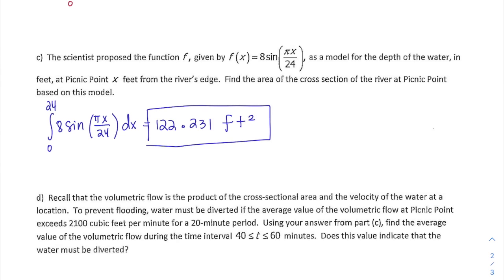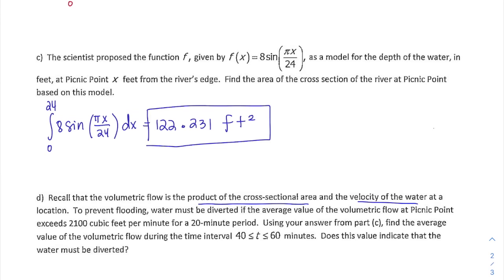Part D. Recall that the volumetric flow is the product of the cross-sectional area and the velocity of the water at the location. To prevent flooding, water must be diverted if the average value of volumetric flow at Picnic Point exceeds 2,100 cubic feet per minute for a 20-minute period. Using your answer from part C, find the average value of the volumetric flow during the time interval 40 to 60 minutes. Does this value indicate that the water must be diverted?